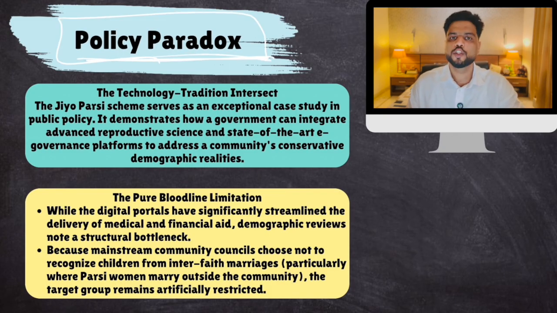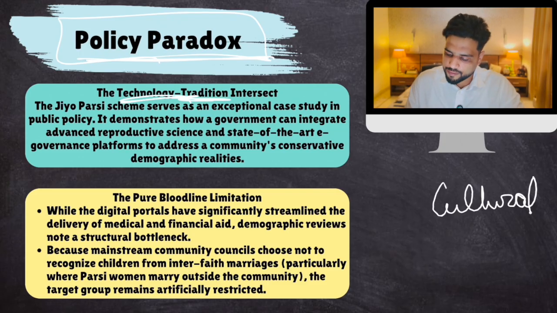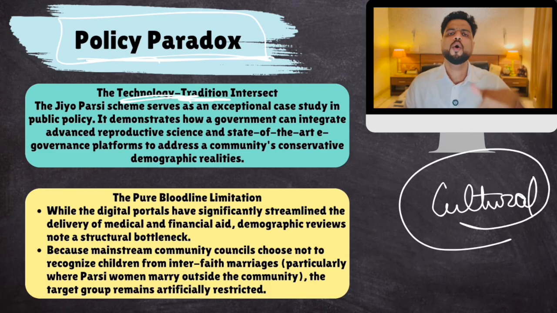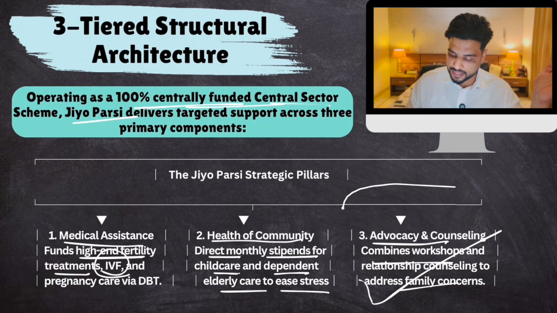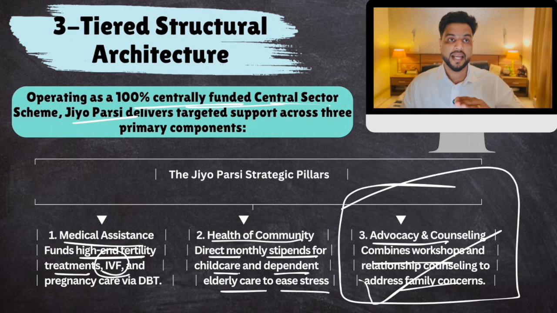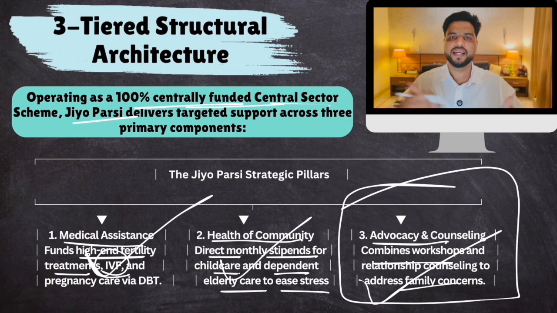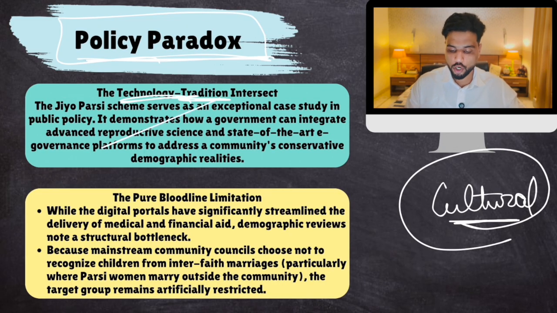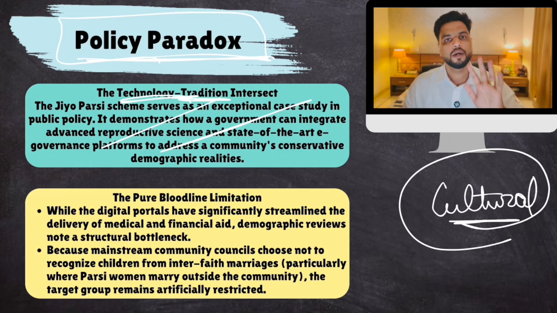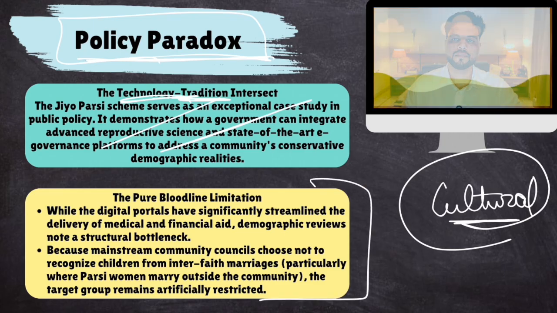Policy paradox. Though the government is using technology to solve a crisis, the problem is more traditional. The problem is cultural. If the Parsis are not ready to have children, what would your subsidy for IVF do? So the problem is more cultural, and that is why advocacy and counseling would yield more dividends than the other monetary incentives. Okay, so this is the paradox. The government is doing a lot, using technology, doing state-of-the-art things, but the issue is more cultural, right?